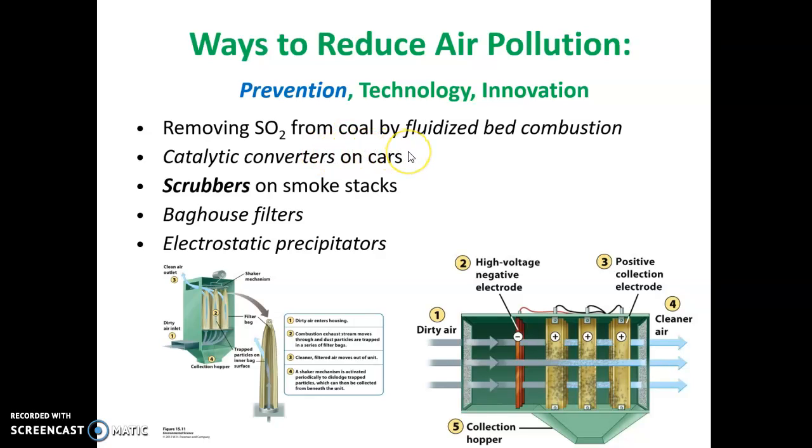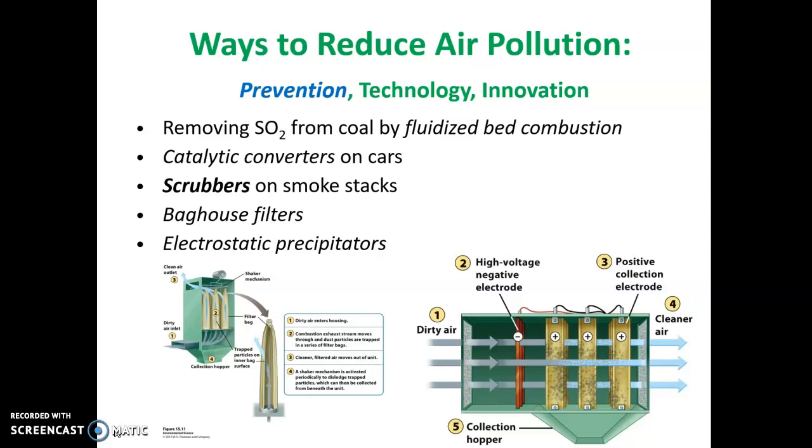A second technology which has reduced air pollution are catalytic converters on cars. So catalytic converters are specialized attachments to a vehicle. They're generally made of metals such as platinum and palladium, so they are rare. So you do want to keep that in mind. But they've greatly reduced the amount of pollution that enters the atmosphere from the burning of gasoline.